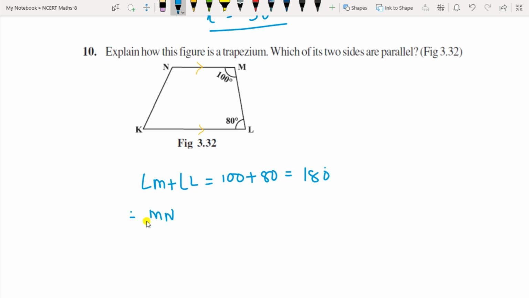Therefore, MN is parallel to KL, and therefore MNKL is a trapezium. Which of the two sides are parallel? This is already given here.